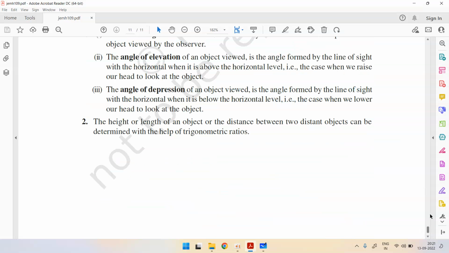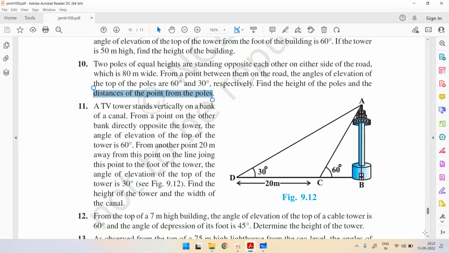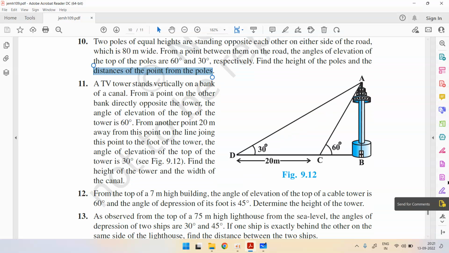Now question number 12. Question number 12 says that from the top of a 7-meter high building, the angle of elevation of the top of a cable tower is 60 degrees, and the angle of depression to its foot is 45 degrees. Determine the height of the tower.